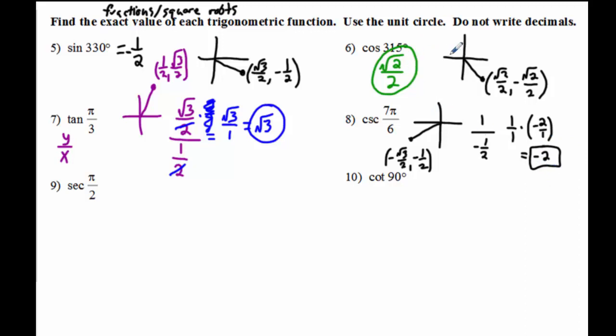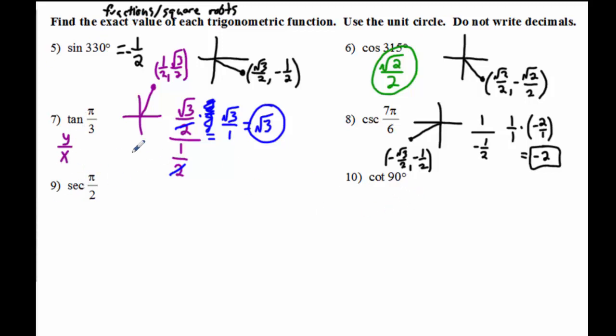The other way of looking at it that might be easier is if you remember cosecant and sine are reciprocals. Well, what is sine? It's negative 1/2. What's the reciprocal of negative 1/2? Negative 2.